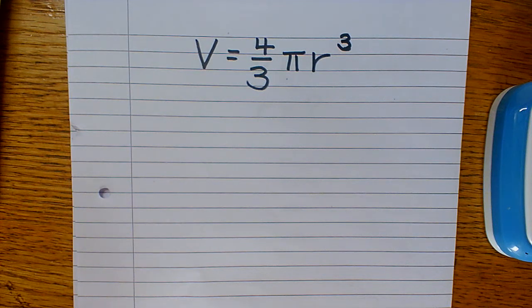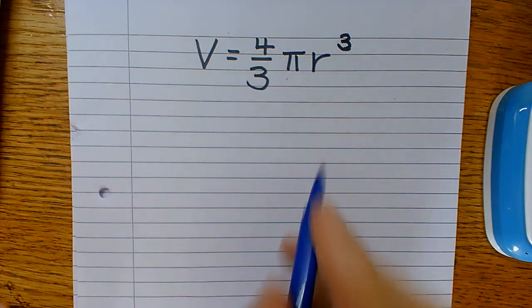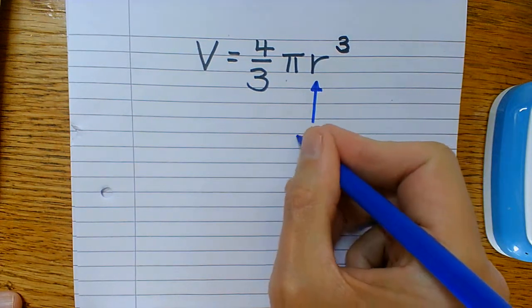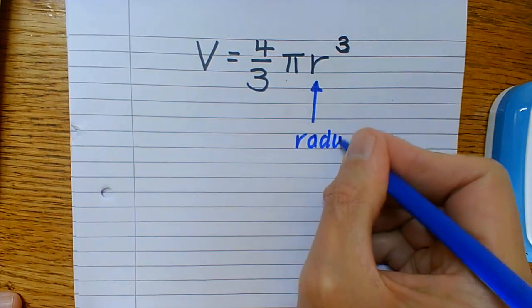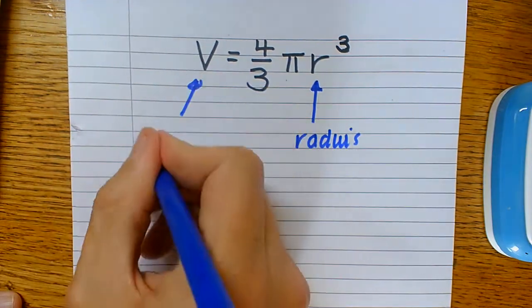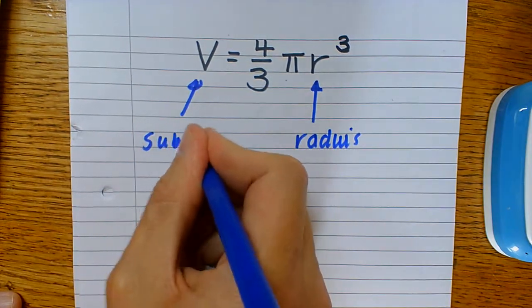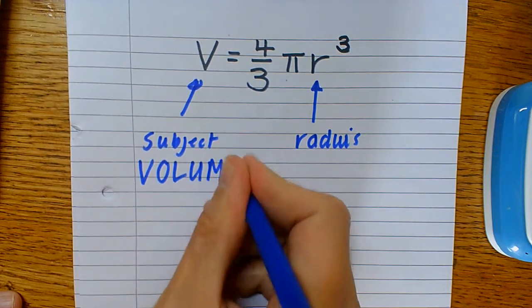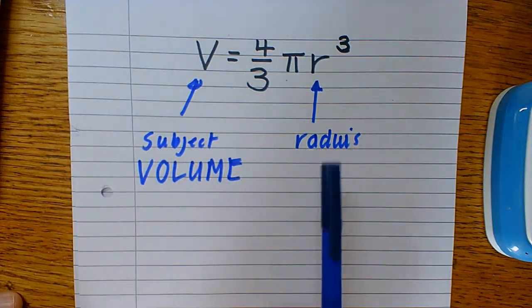Okay folks, we've learnt that this is the formula that will help us to find the volume of a sphere. But the information we've got to have about a sphere so that we can find its volume is the radius. So out of the box, this is a formula for the volume of the sphere. That's the subject of the formula, which is volume. And the information we need for this formula to work is the radius.